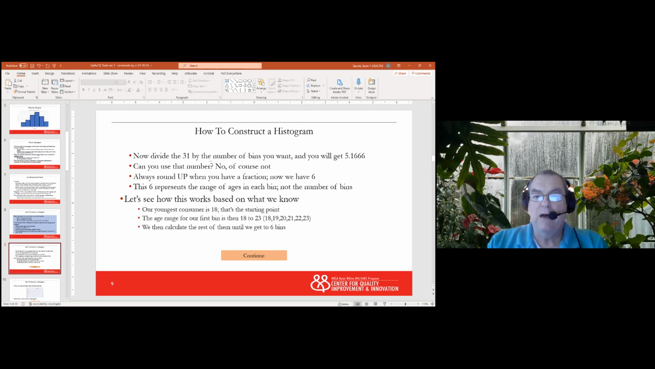And then I have the number of bins that I want, which is an arbitrary number that I pick because I think I'll get the right distribution. And I get 5.1666 repeating. Now you can't use that number, but you just round up. So now I have 6, and that's how I arrived at the 6 bins here.